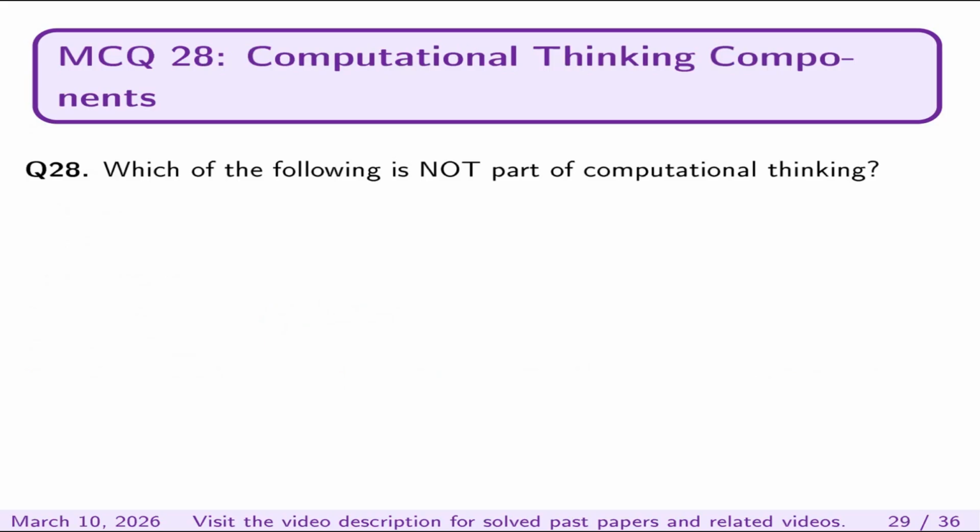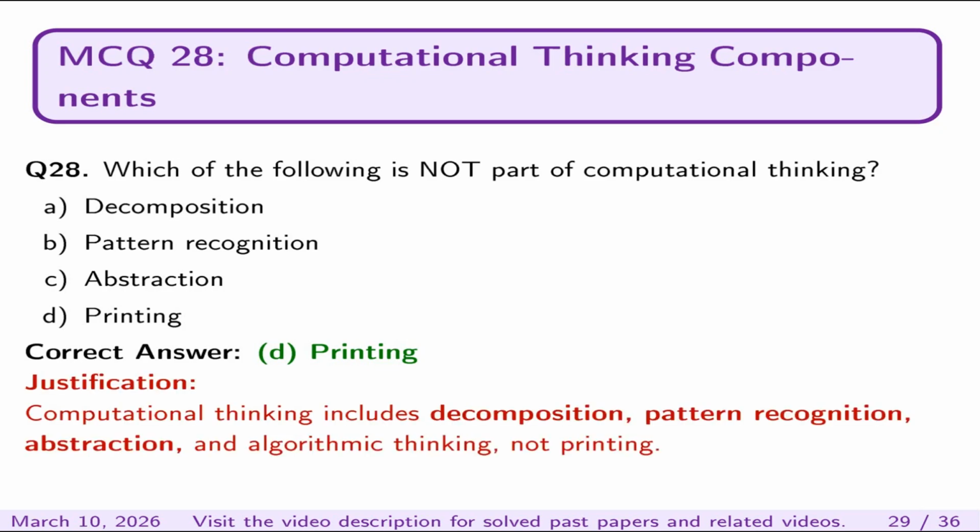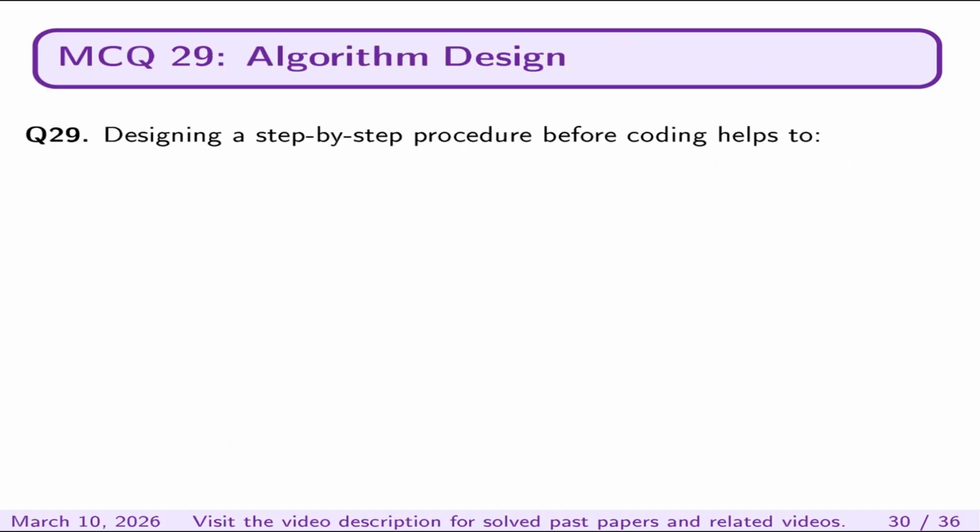Question number 28. Which of the following is not part of computational thinking? Decomposition, pattern recognition, abstraction, or printing? Printing is not part of computational thinking, because computational thinking includes decomposition, pattern recognition, abstraction, and algorithmic thinking, not printing.